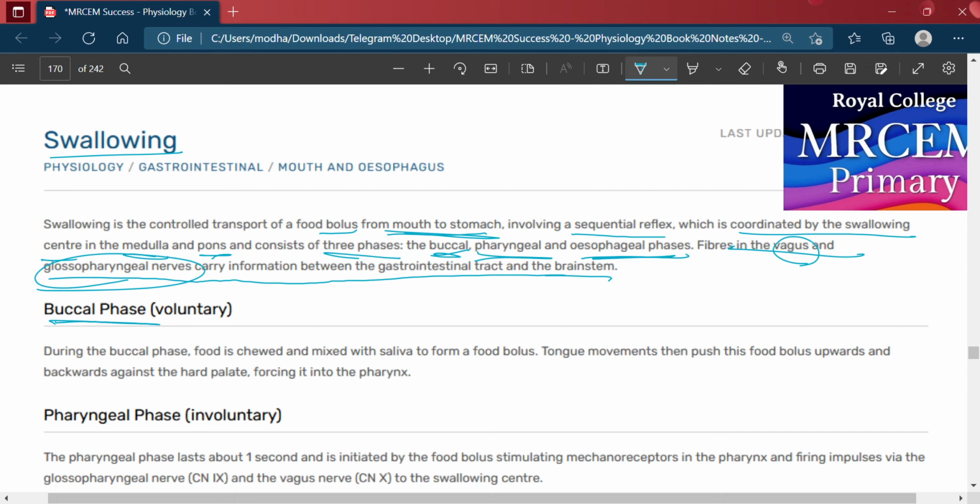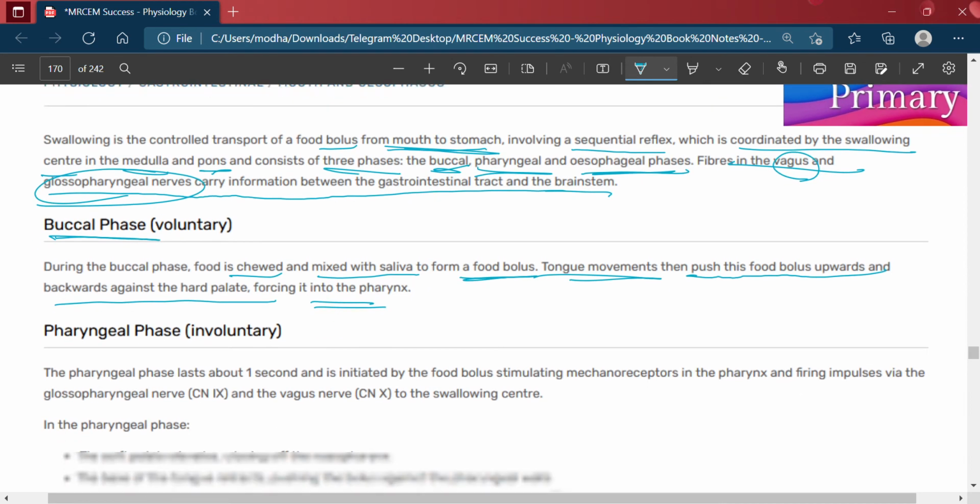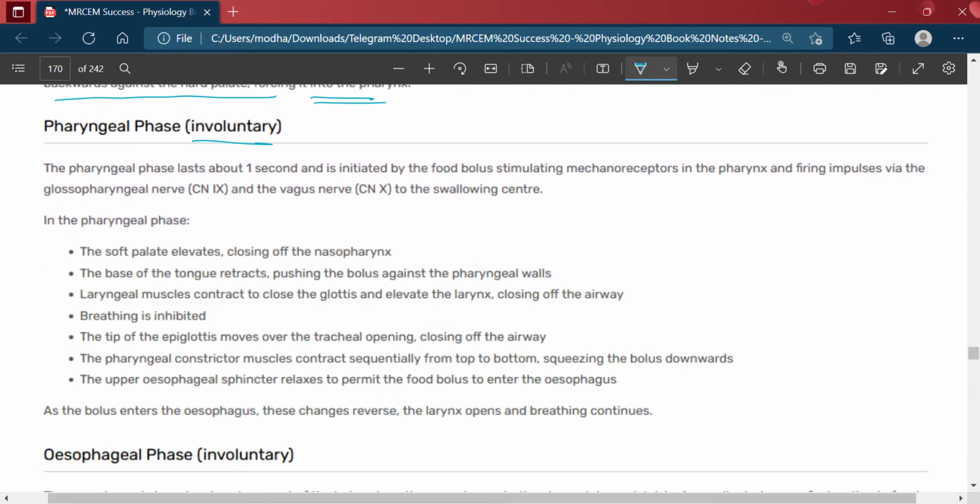The buccal phase is voluntary. During the buccal phase, food is chewed and mixed with saliva to form the food bolus. Tongue movement then pushes this food bolus upward and backward against the hard palate, forcing it into the pharynx. Then the pharyngeal phase, which is involuntary.